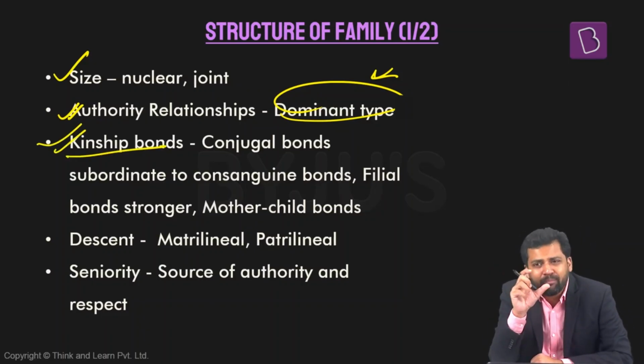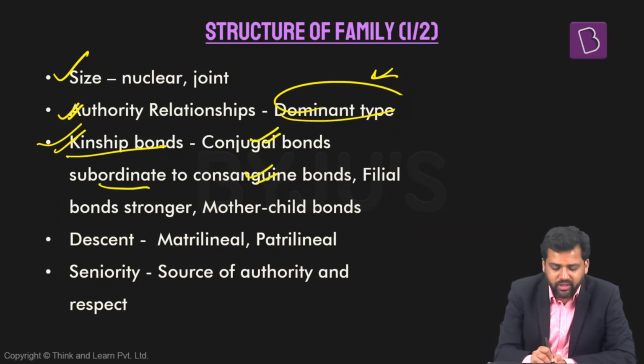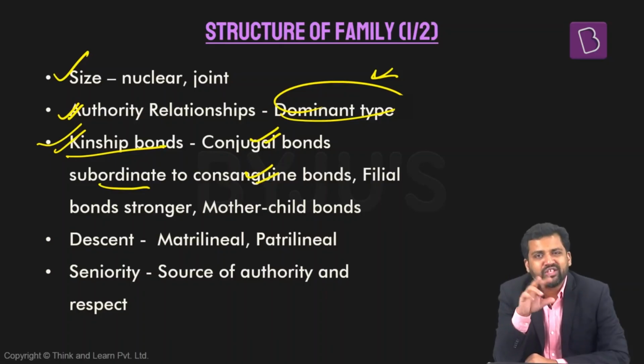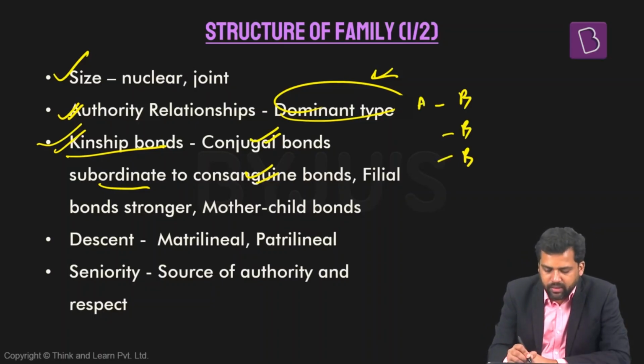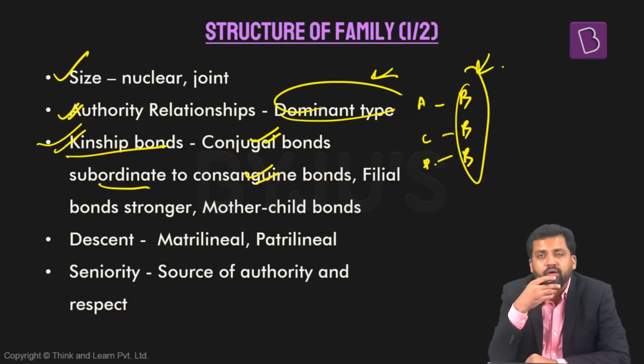Another thing that can be analyzed is what sort of bonds exist among the members of the family. What is that kinship bond? Whether some kinship bonds are treated differently from other bonds. Usually what happens is the conjugal bonds are subordinated to consanguine bonds. Conjugal bonds means the bond that exists between the husband and the wife. That bond is given less importance as compared to the bond that exists between the brothers. So let's say there are 3 brothers, and they will have their own spouses. The relationship between the brothers, the consanguine bond, is given more importance than the bond which exists between the husband and wife. What is the reason?